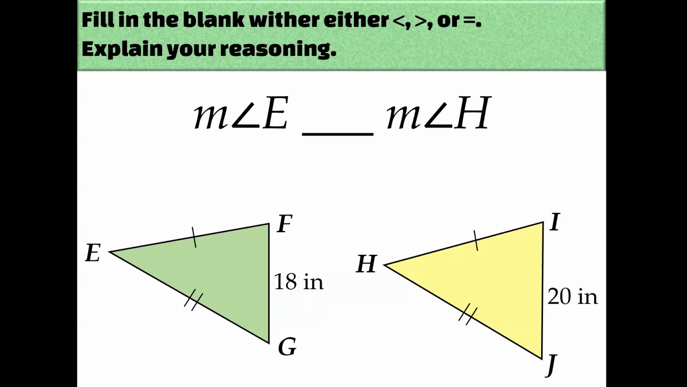Let's try the converse of the Hinge Theorem now. We're told that we have two congruent sides on each triangle, and we're told that we have another pair of sides, one of which is 18, the other is 20. Based on this information, we can conclude that angle E, which is the angle that's across from the smaller of the two side lengths, angle E must be less than angle H, because FG was smaller than IJ.